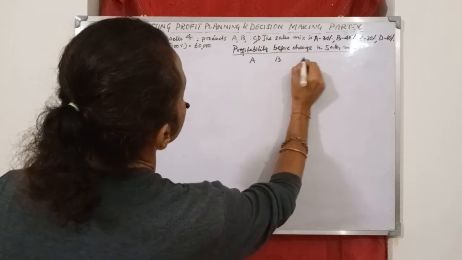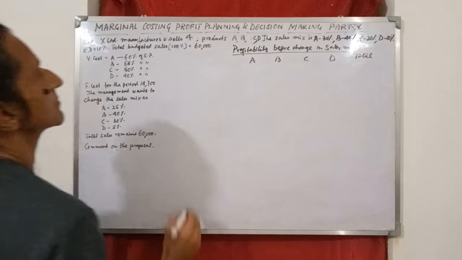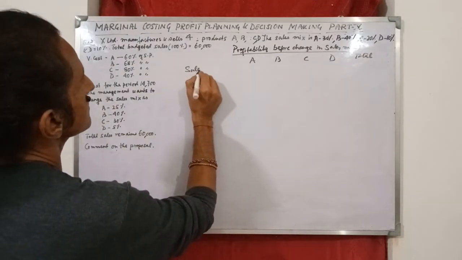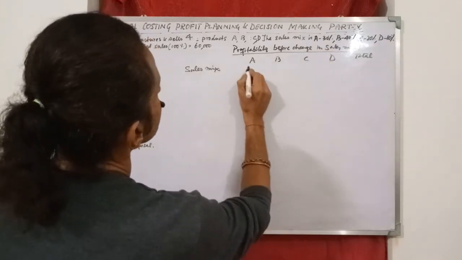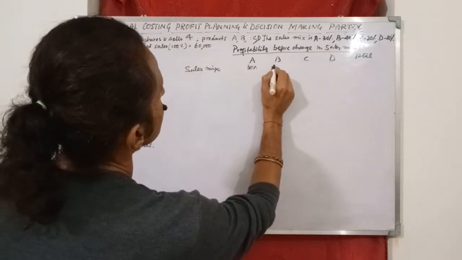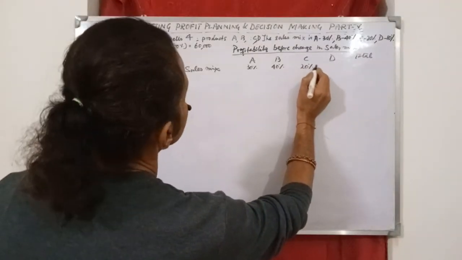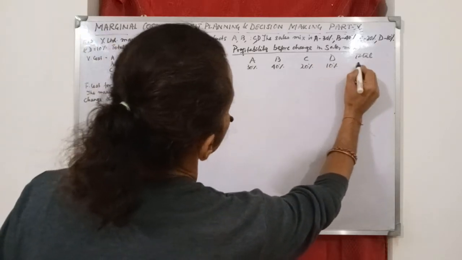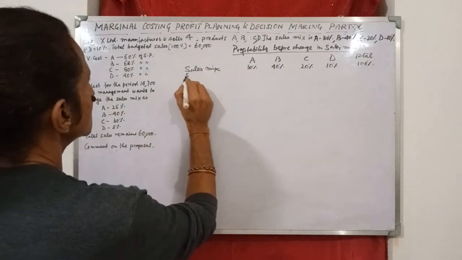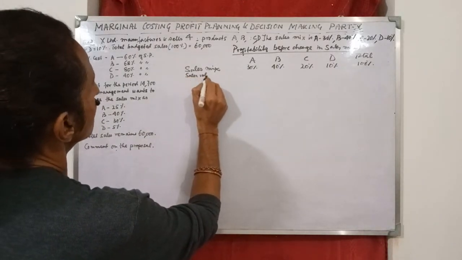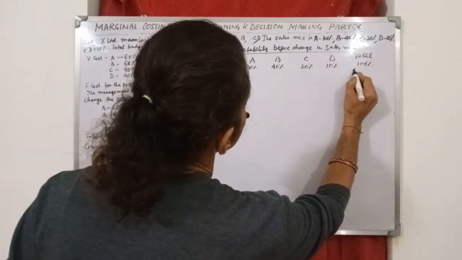A, B, C, D and this is total. Sales mix: A is 30%, B is 40%, C is 20% and D is 10%. So total is 100%. So sales volume total is 60,000.